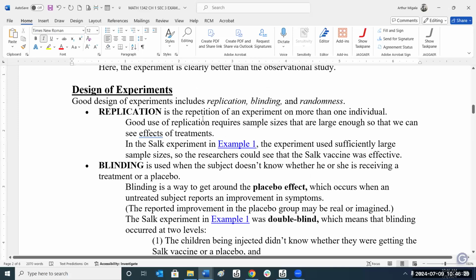By replication, every experiment that's worth its weight in paper has to be able to be replicated and get the same results. Because if you do a study and you claim this, then other people in the world have to do the same thing and get the same results. Your results are, you're trying to make it for the world that you're examining. Blinding is used when a subject doesn't know whether he or she is receiving the treatment or not.